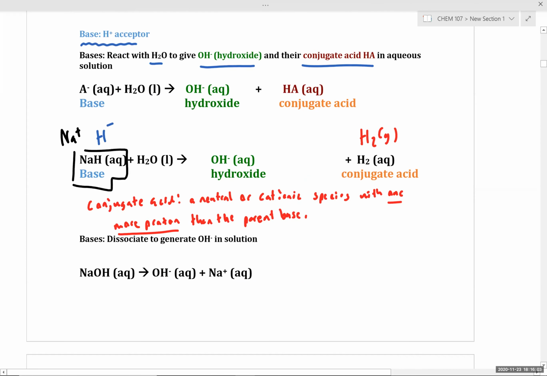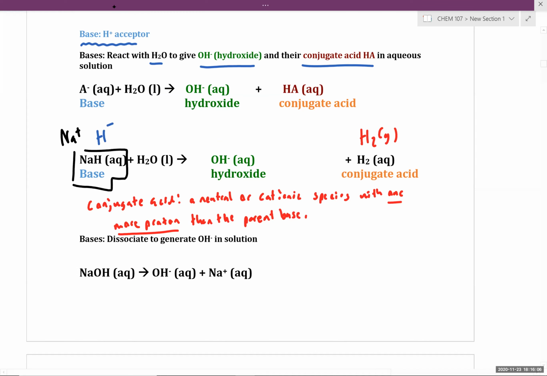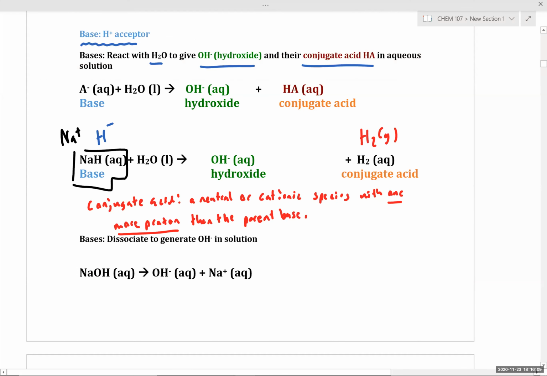Now, the other more common way that you'll see bases behave is that they dissociate to generate hydroxide in solution. This is commonly seen if you have a soluble metal hydroxide, such as sodium hydroxide, which breaks down into its component ions when it dissolves as it enters solution. Do these ideas make sense to everyone so far? Perfect.